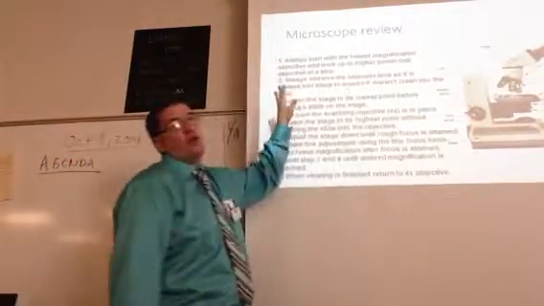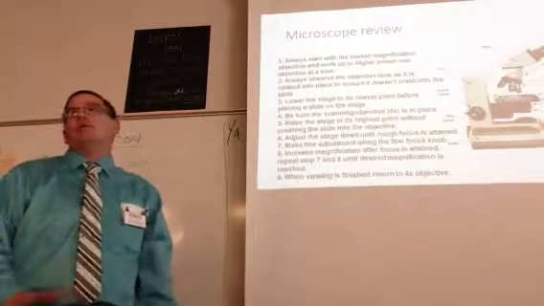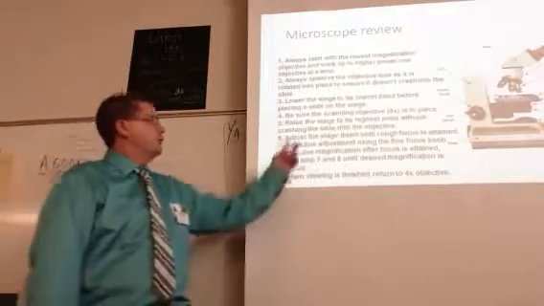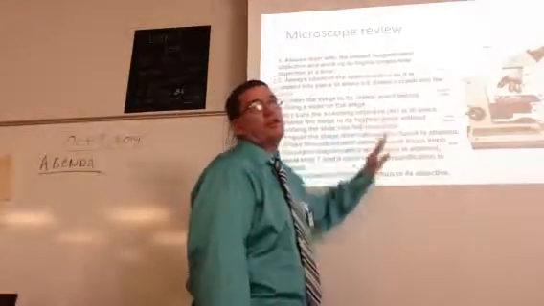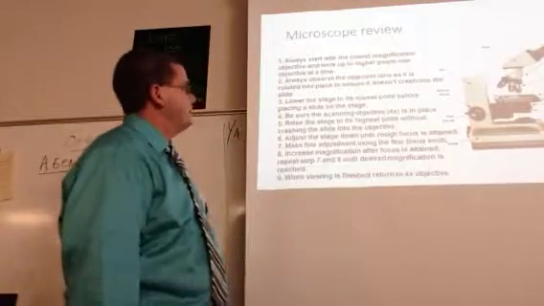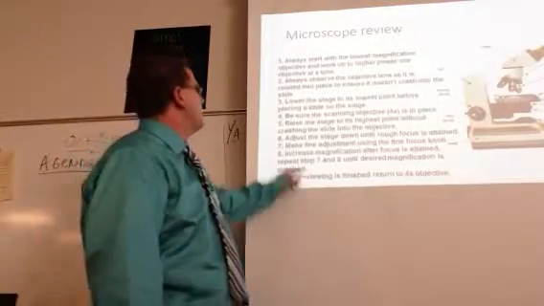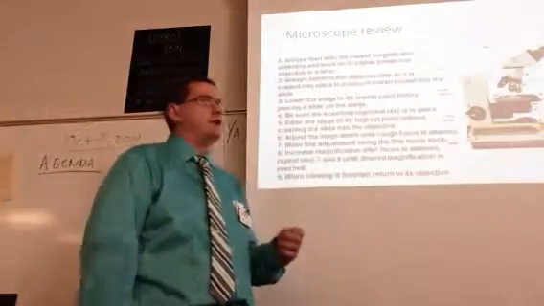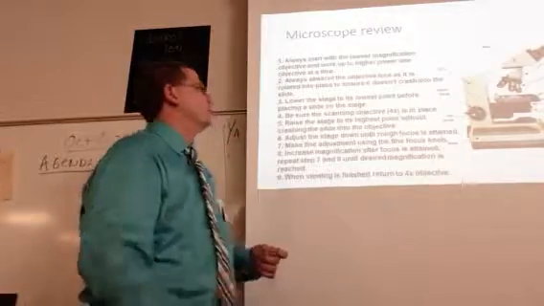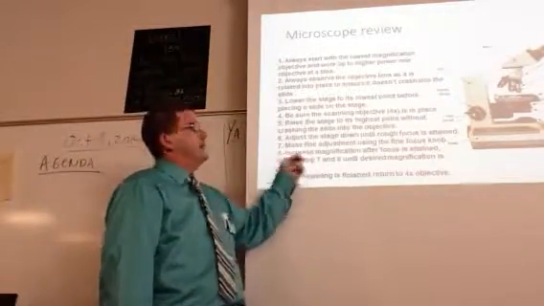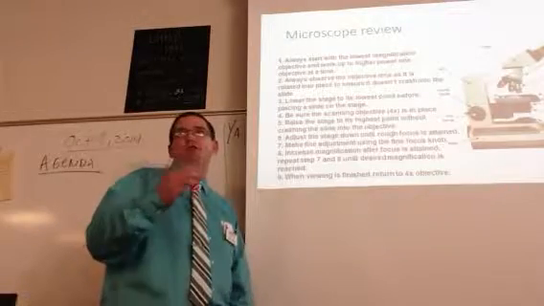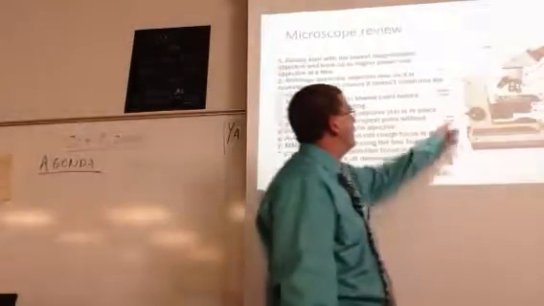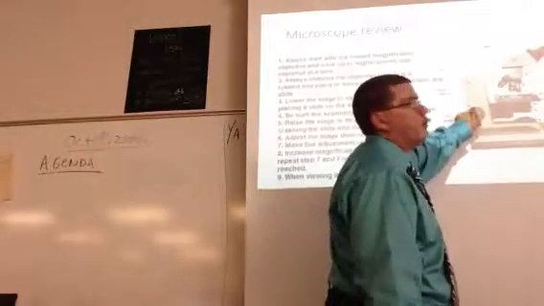Okay, next you're going to want to lower the stage to the lowest point before you even put a slide on there. Lower it to the very bottom. Be sure that the scanning objective, that's another name for the low-powered objective, is in place. Then you'll raise the stage to its highest point without touching the lens. Raise it all the way up, just make sure it does not touch the lens. And from there, you're going to move the stage downward, away from it, until you can get it into a rough focus. You're going to do that with the coarse focus, the outer knob on the focusing.